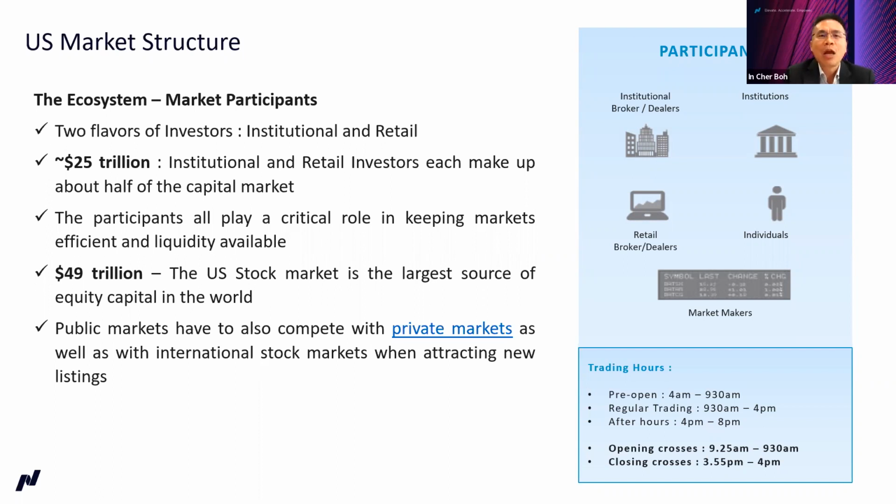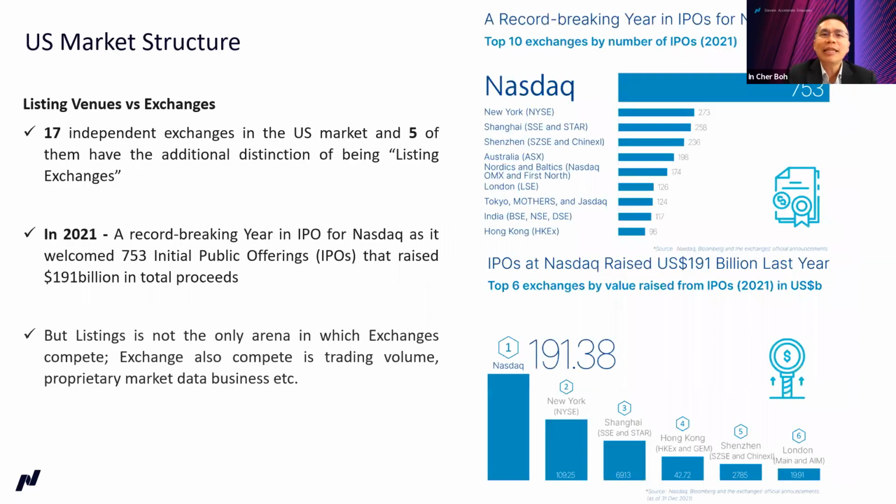While the US market may be the largest source of equity capital in the world at $49 trillion, US markets are not alone in their mission to bring buyers and sellers together. Public markets also have to compete with private and international markets when attracting new listings. Listing and trading can occur in different trading venues in the US. This is where things get more interesting, when I next share on the listing and trading venues in the US market.